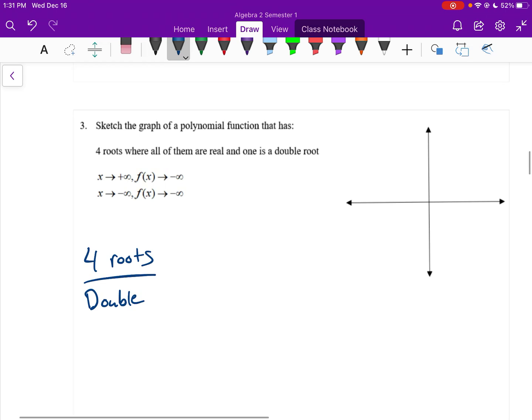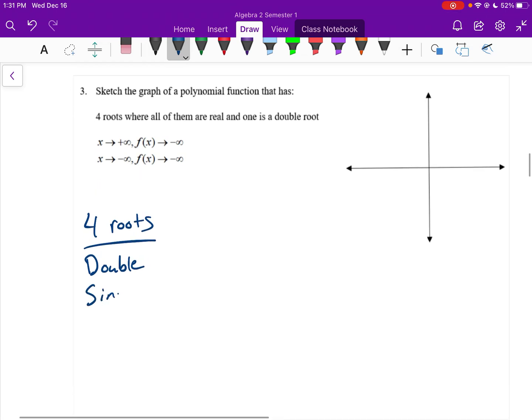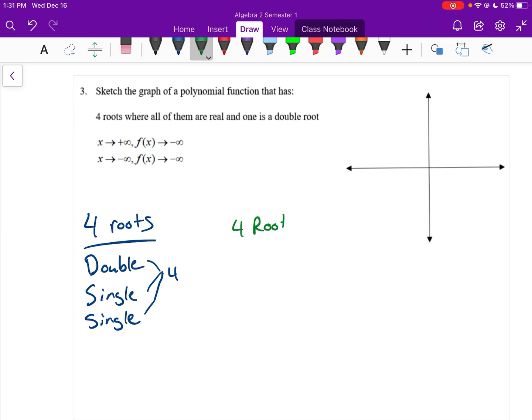So there's a couple options we can go with in this case. You can make a single root and a single root. And again, combining those, that gets us the 4 roots we need. Another option we have, because one of them has to be a double, the other 2 does not matter, so we can make it 2 doubles if we wanted to, and that would combine to give us 4 roots either way.